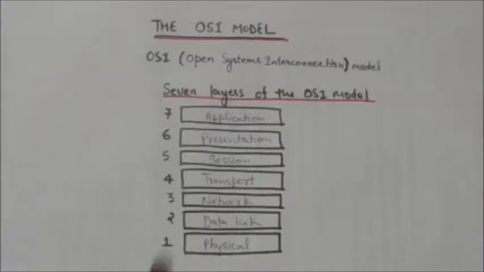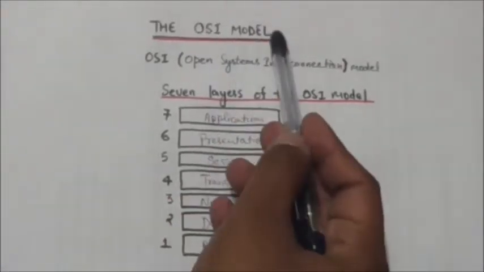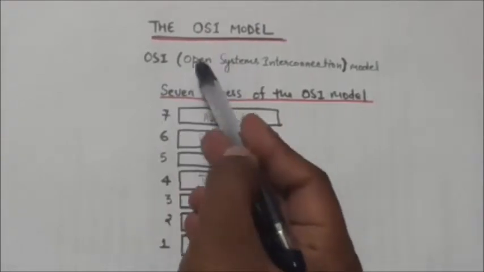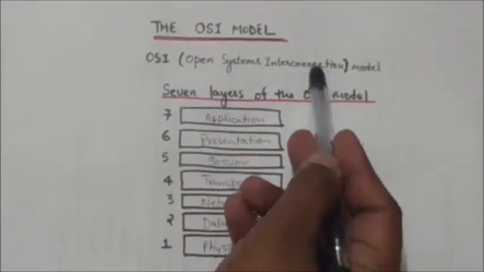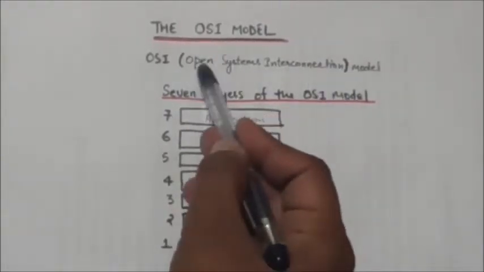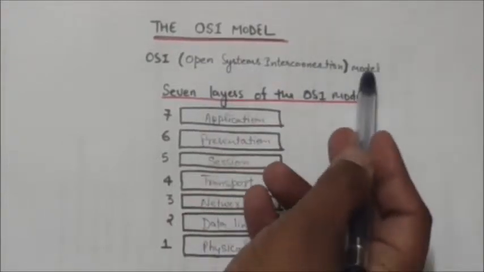Friends, welcome back. In this tutorial we will study about the OSI model. The full form of OSI is Open Systems Interconnection. So in this tutorial we will study about the Open Systems Interconnection model.